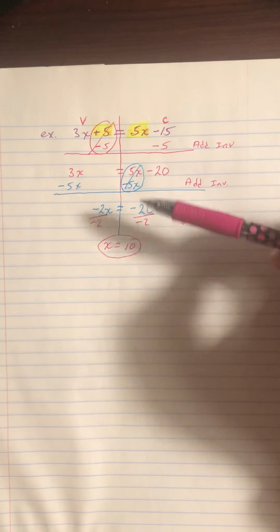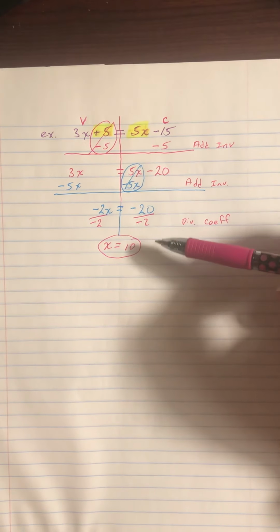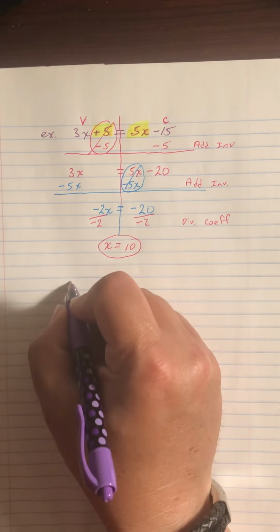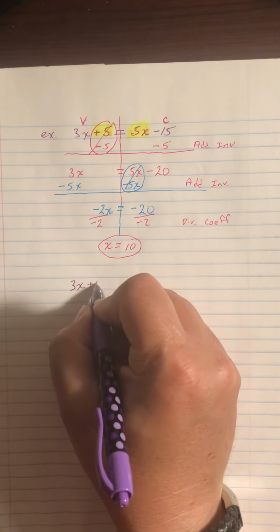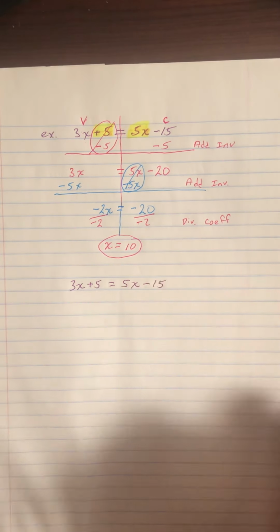Okay, you're going to have to take your time with each problem, go through them, watch this problem a few more times. In fact, I'm going to do it one more time. I'm going to reverse the sides. I'm going to do the exact same problem. 3x plus 5 equals 5x minus 15.